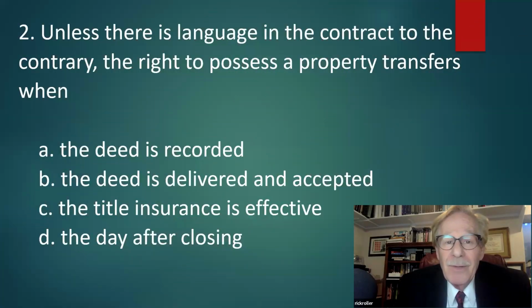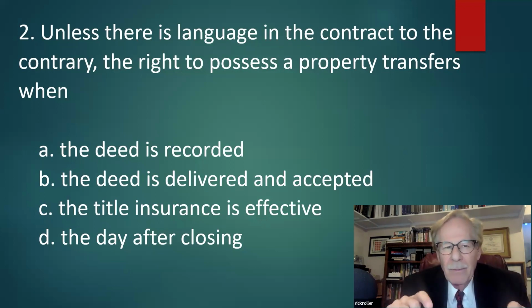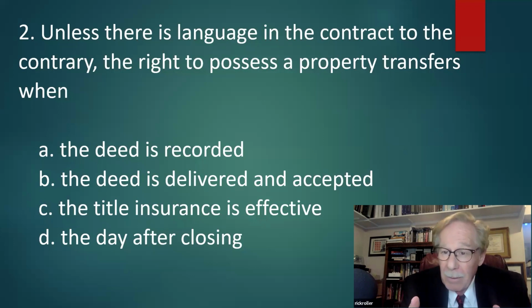Number two says, unless there is language in the contract to the contrary, the right of possession of a property transfers when what happens? Is it that the deed is recorded, the deed is delivered and accepted, the title insurance is effective, or the day after the closing? Language in the contract to the contrary. So the basic law, if the contract is mute on this issue, would it be when it was recorded or delivered and accepted?